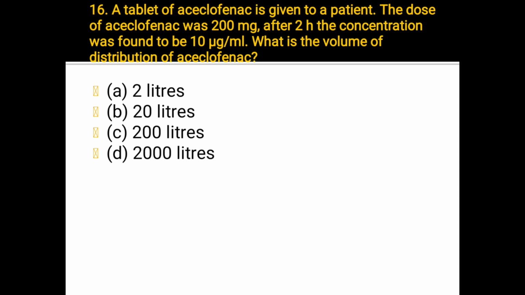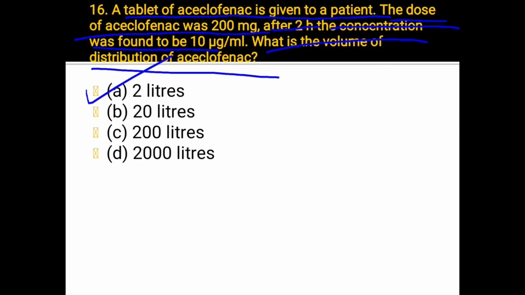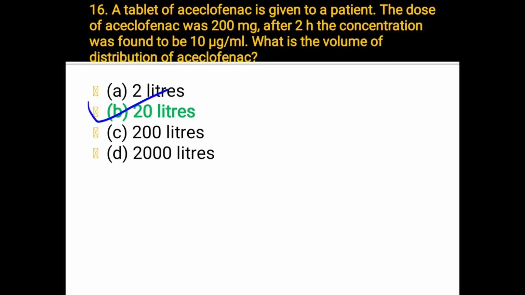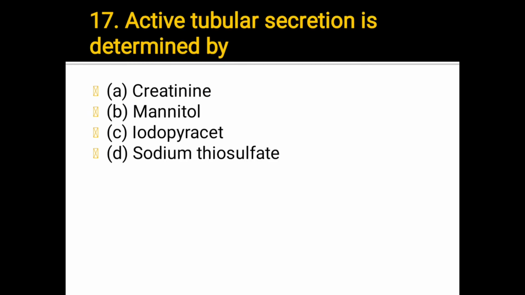A tablet of aceclofenac is given to a patient. The dose of aceclofenac was 200 mg. After 2 hours, the concentration was found to be 10 microgram per ml. What is the volume of distribution of aceclofenac? What is the volume? A 2 liter, B 20 liter, or C 200 liter, or D 2000 liter? Which liter? The answer is B, 20 liter. Okay. Next, question number 17.